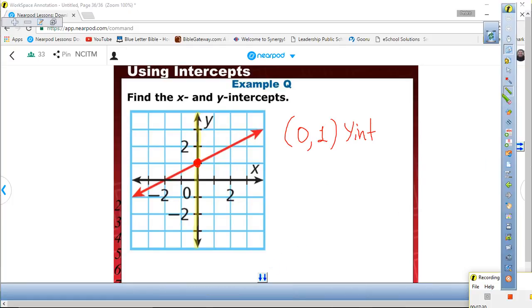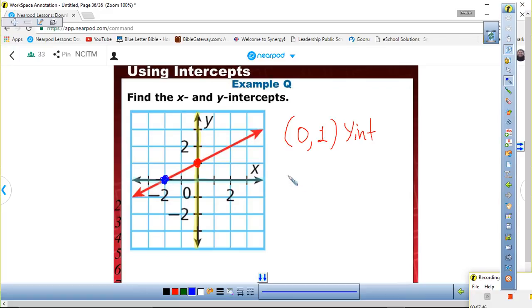On the same token, the definition for the X-intercept says when this same line crosses or intercepts the X-axis. Here's my X-axis. Does everybody see where it intersects? Yes, about right there. I'm going to do that in blue. That has a coordinate. That is -2, 0, and that's known as the X-intercept. Did we find the X and Y intercepts? Yes.